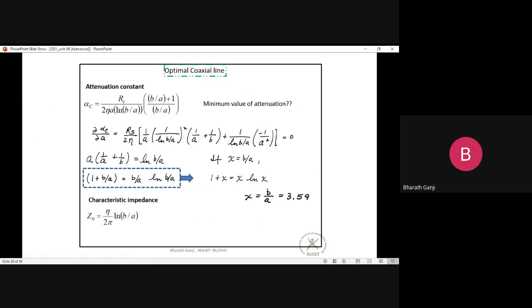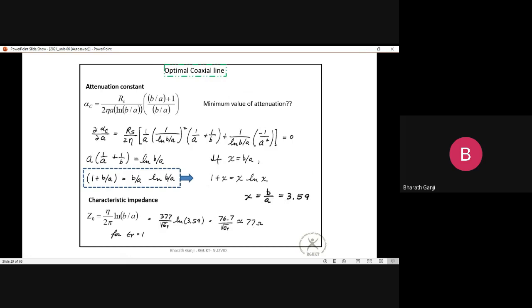And for that minimum value of attenuation, if I choose the medium as air, then I can see the characteristic impedance is around 77 ohms. That means if I choose a wire whose characteristic impedance is 77 ohms exactly, then I can have a coaxial cable with very minimum attenuation. So the signal will be attenuated very much less.